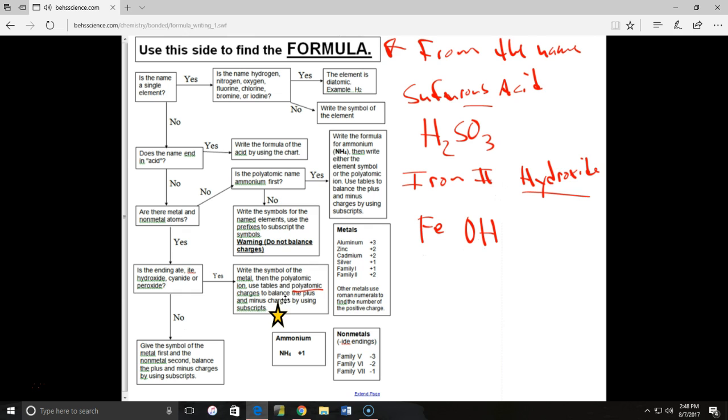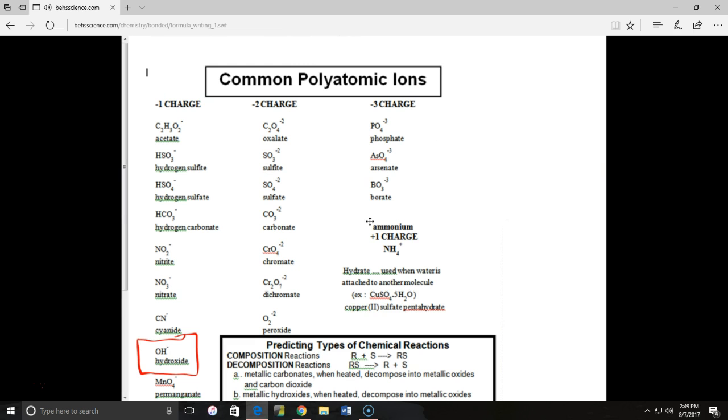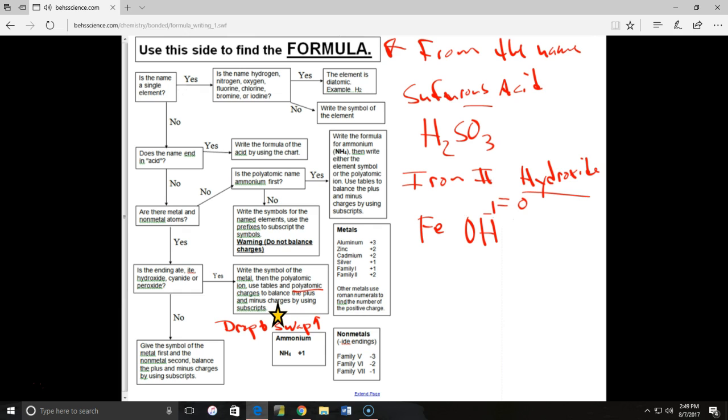Alright, so I did that, and then it says use tables and polyatomic charges to balance the plus and minus charges by using subscripts. What that means is we want to make all this stuff add to zero by doing what we call the drop and swap. The drop and swap. So we have to find the charge. Hydroxide wasn't very hard. It was just right here in the -1 charge column. So we just put a -1 above OH.